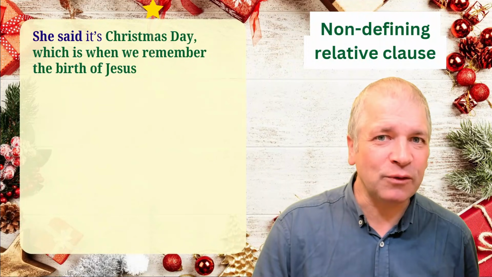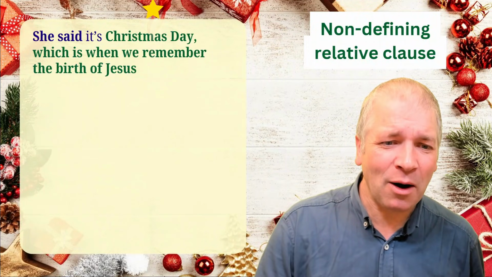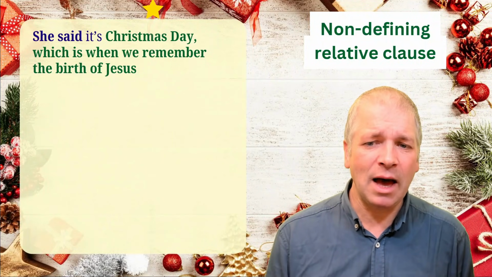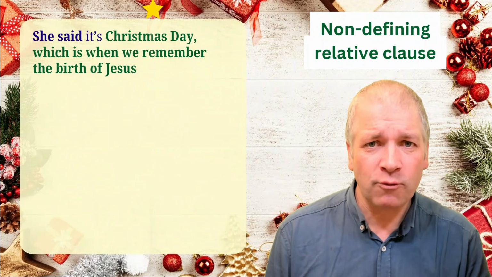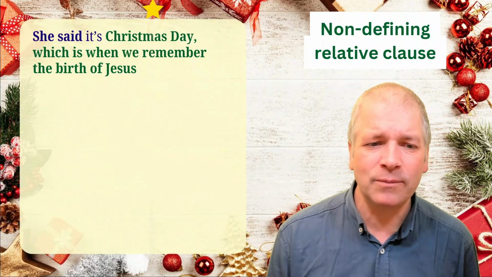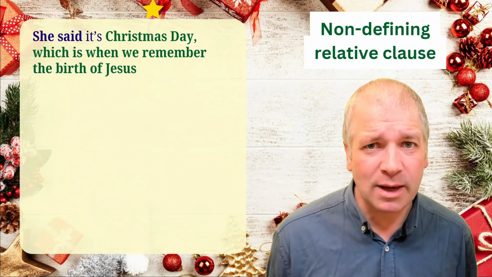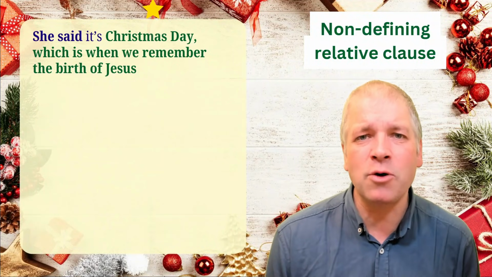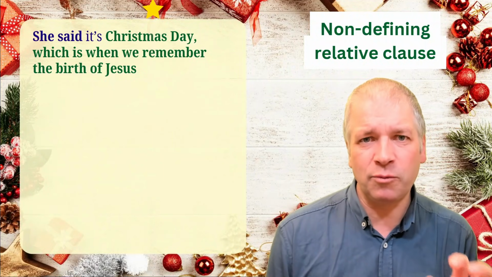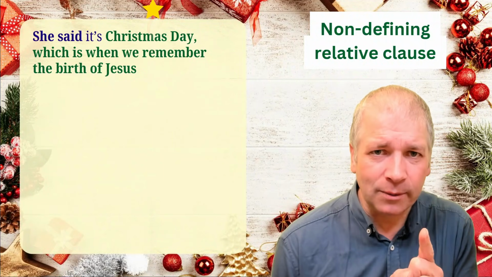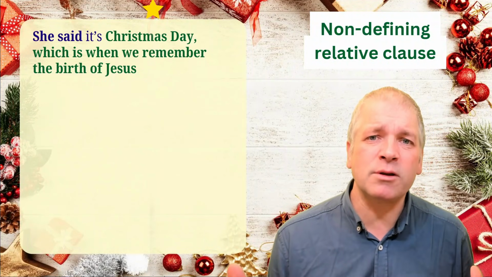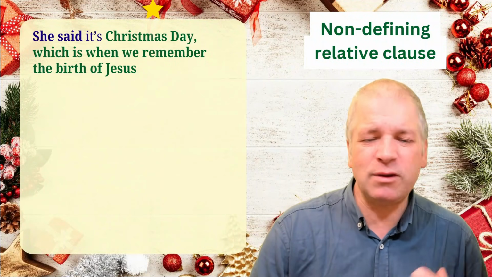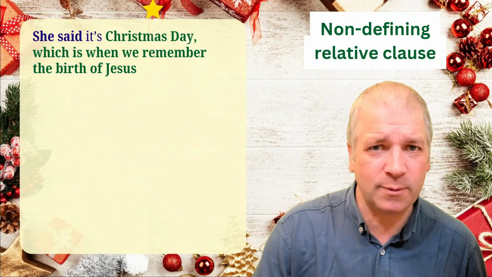Now back to those relative clauses. You'll notice that I have highlighted part of the sentence in green. And that's to indicate that we have a non-defining relative clause. Remember, early in the video, I explained that which is when we remember the birth of Jesus is an adjective clause, sometimes called a relative clause because it starts with a relative pronoun. In this case, it's which, the relative pronoun. This is non-defining because the clause does not define Christmas Day. We already know what Christmas Day is.